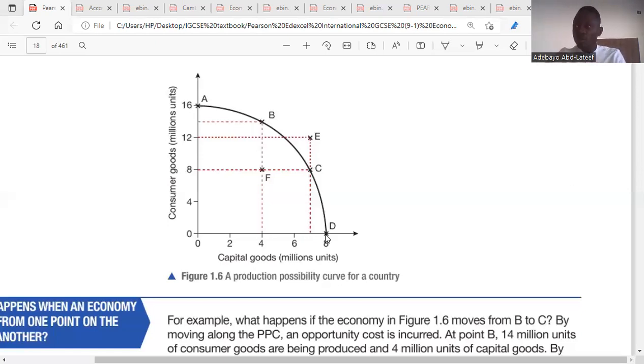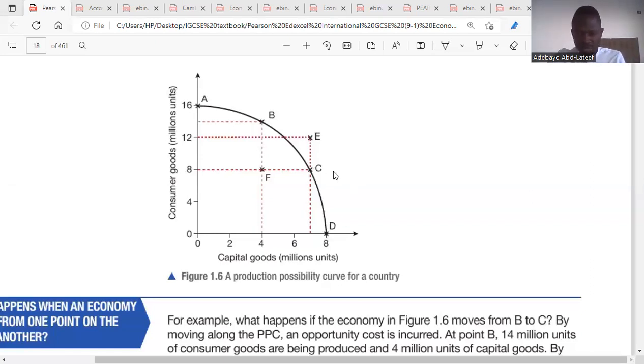So the opportunity cost of producing consumer goods to the maximum level in this economy is the capital goods that have not been produced. The opportunity cost of producing capital goods to the maximum in this economy is the consumer goods that will not be produced. I think point A and D is clear.